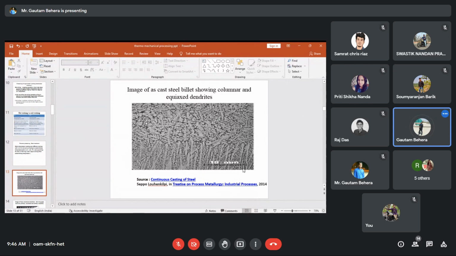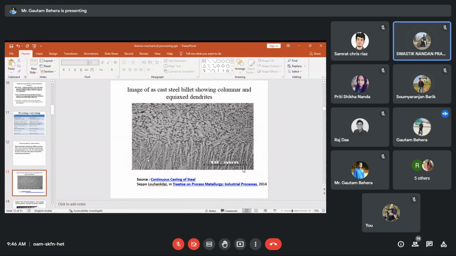Before moving into the main topic, what is the objective of thermomechanical processing, we should see the cast structure. Suppose this is a cast structure. Can anybody tell me what these are? Columnar grains, very good. But these are not exactly grains, these are columnar, but these are dendrites actually.